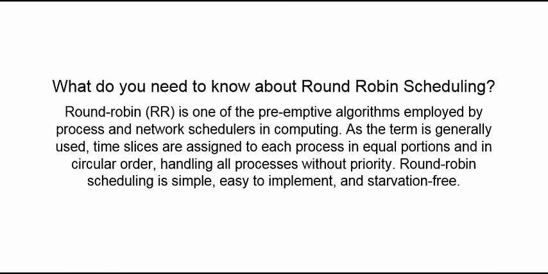Round robin is one of the preemptive algorithms employed by process and network schedulers in computing. As the term is generally used, time slices are assigned to each process in equal portions and in circular order, handling all processes without priority. Round robin scheduling is simple, easy to implement, and starvation free.